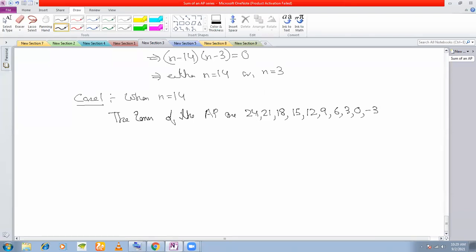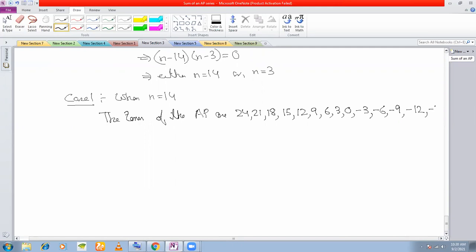So how many terms have we generated here? 10 terms we have generated. We have to generate 14 terms. So the next terms will be minus 6, minus 9, and then minus 12, right? Now we have generated 14 terms. Can you count? This is 13 terms. This is the 14th term. Okay. So here, what is the sum?